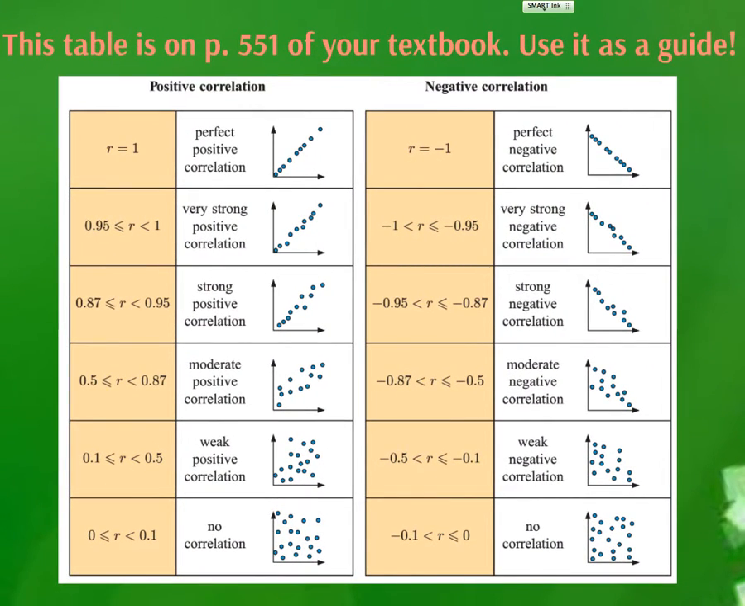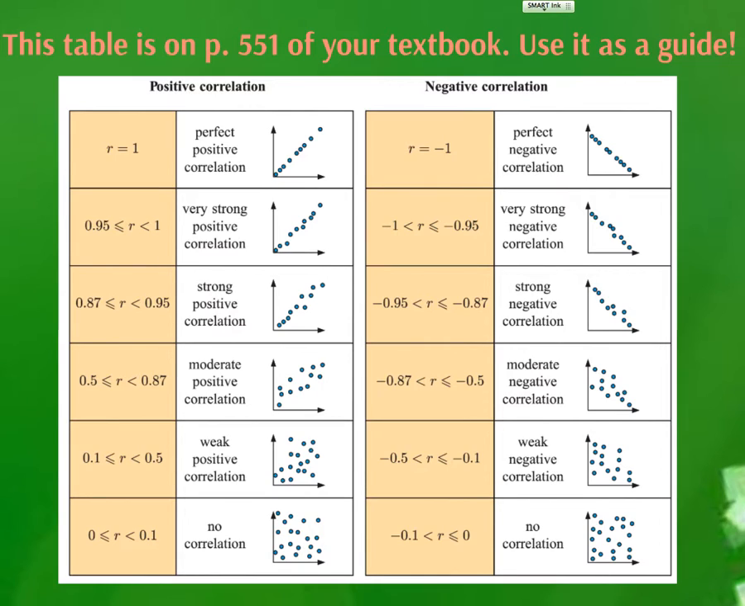So here's this chart. If you want to jot it in your notes, leave some space. I'm not going to stay on it for too long, but it is in your textbook. If the r value equals 1 or negative 1, that's called a perfect correlation. If it's between 0.95 and 1, or negative 0.95 and negative 1, it's very strong. A strong correlation is only between 0.95 and 0.87. And then look at the range here for moderate, 0.87 to 0.5. So it's a really wide range of only a moderate correlation. If it's less than 0.5, we call that a weak correlation, or less than negative 0.5.